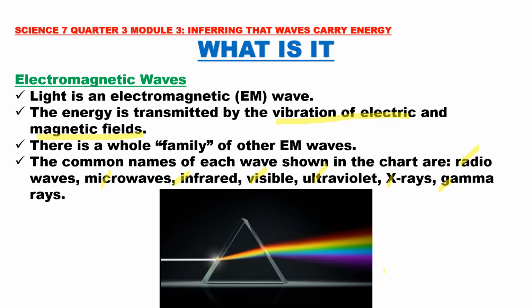So the picture that is shown here is an example of a light wave. So ang light wave natin, ang kanyang color ay white. But when it passes through a prism, the different wavelengths of white light is bent. Kaya nagkakaroon tayo ng rainbow colors. Okay, so we will discuss more about this in the next modules.